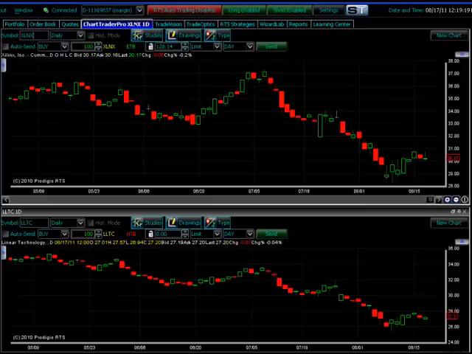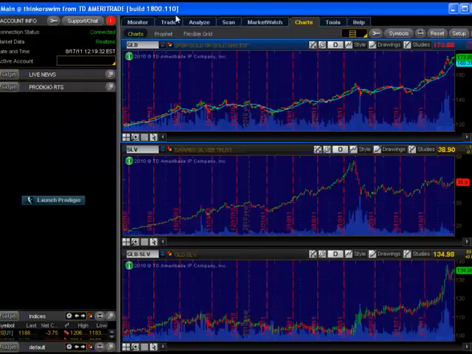So the idea is to find a setup, and the whole idea behind pairs trading is that you look at a spread in these stocks. And what I can actually do is, I was actually looking at the spread over here.